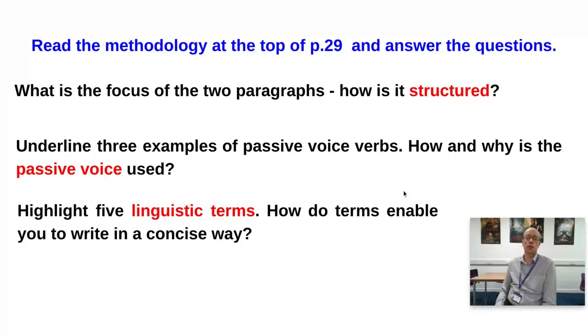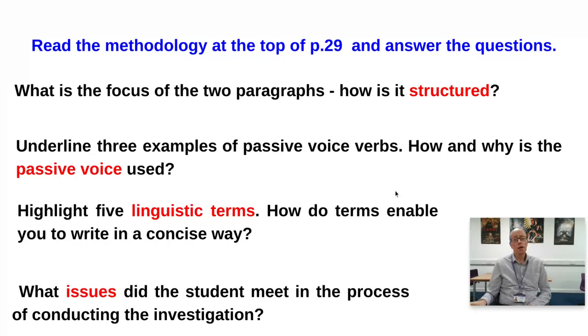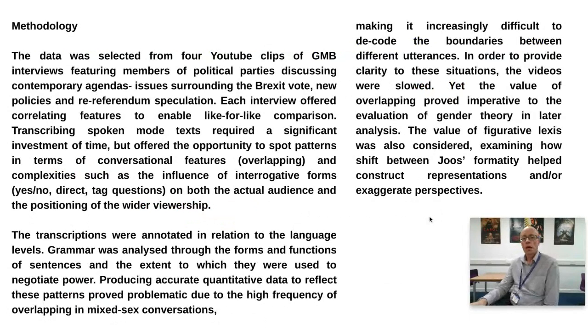Thirdly, linguistic terms. So I want you to identify five linguistic terms that you wouldn't have known as English GCSE students. And then think about, well, what are they enabling you to do, using those AO1 terms? And then finally, what are the issues that the student identified in conducting the process of the investigation? Right, here we go then.